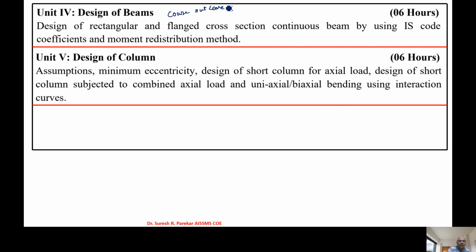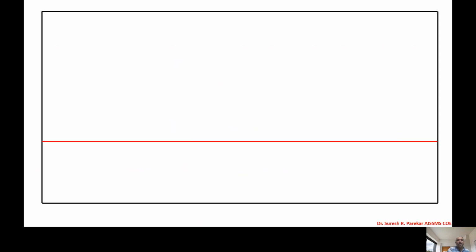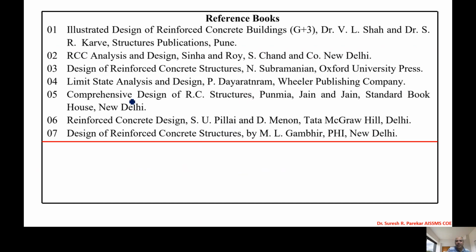And then course outcome 6. These are for the combined units 5 and 6, that is column and footing. Likewise, we have this unit 6, and that you have to study in your design of reinforced concrete structure. Then we have reference books.